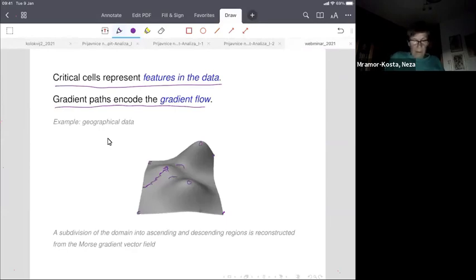So this is a domain with boundary where the situation is a little bit different. So the gradient paths can also end in the boundary, of course. Now, one thing that you can reconstruct from that are the ascending and descending regions of this Morse gradient vector field that we have. So we can sort of reconstruct where the gradient flow goes down, and we can reconstruct this Morse-Smale decomposition, which we know from smooth Morse theory. Okay, any questions?